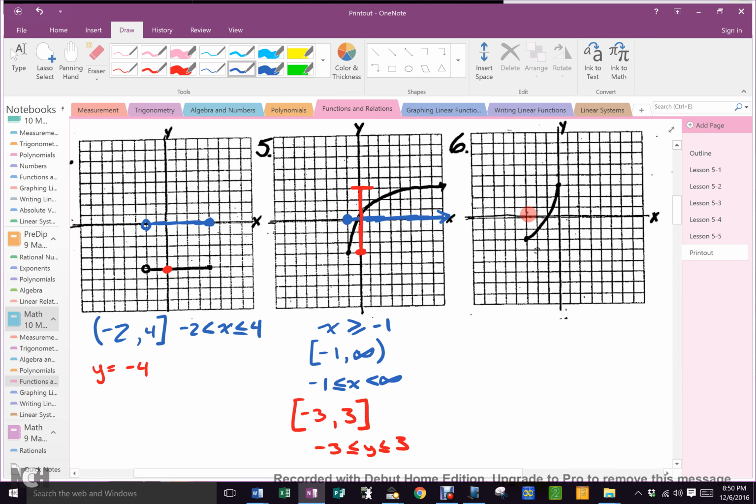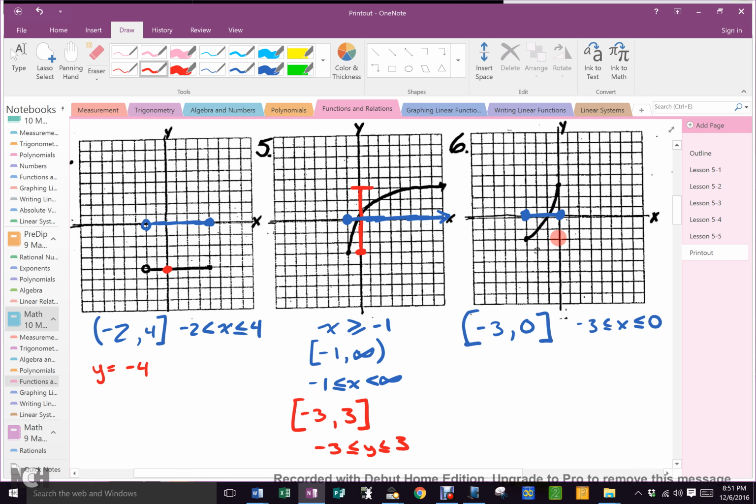This one, there's my x. It's included because it's a closed dot. There's my end of it. Goes from 1, 2, 3, negative 3 to 0. Both included. Negative 3 less than or equal to x less than or equal to 0.